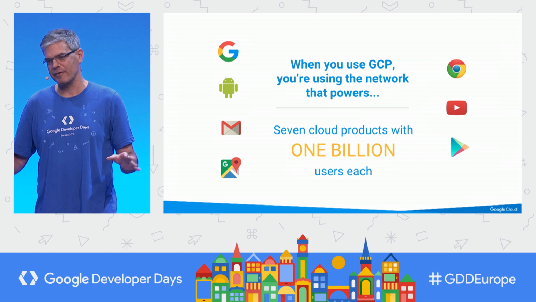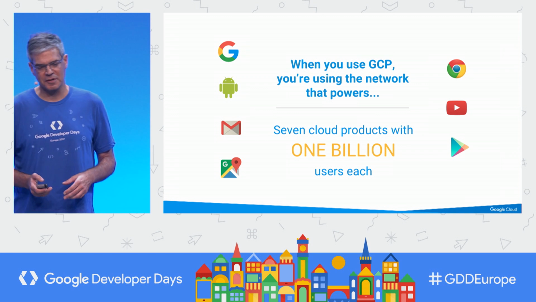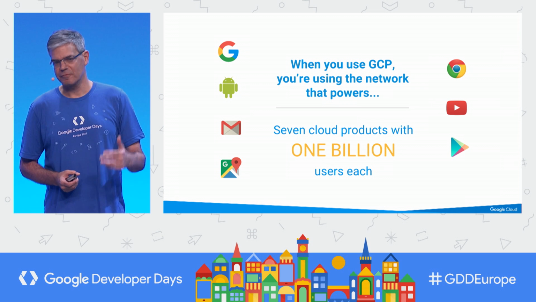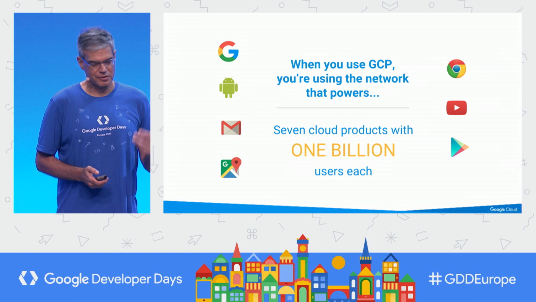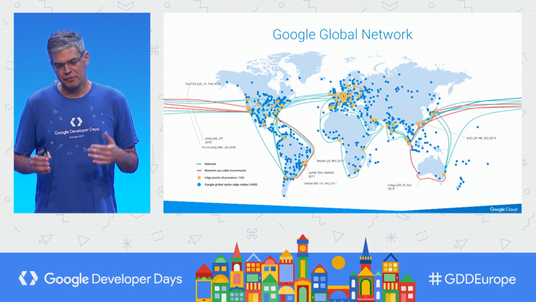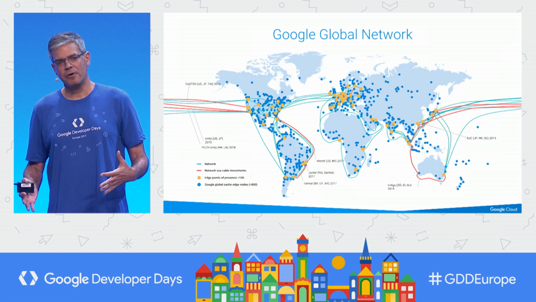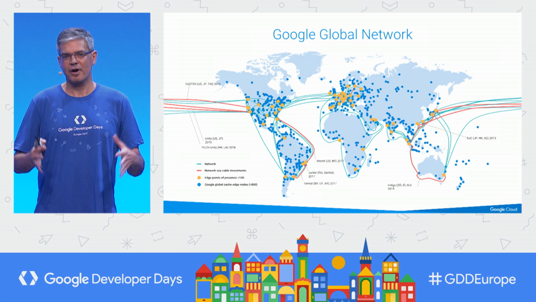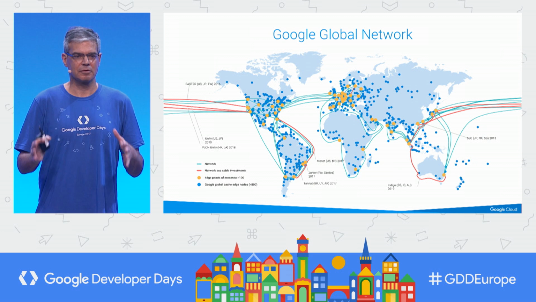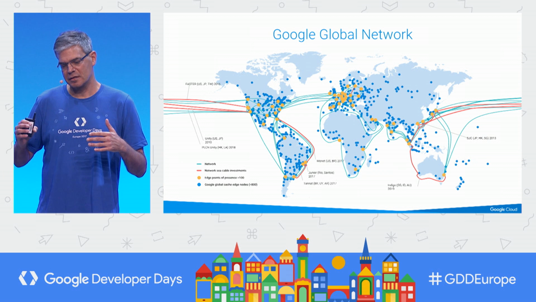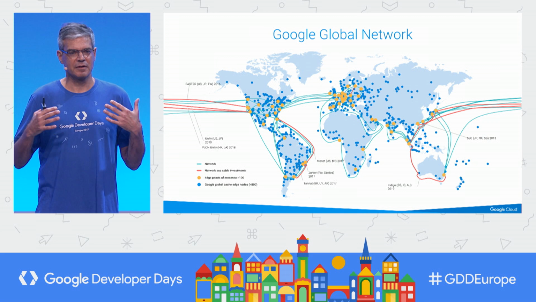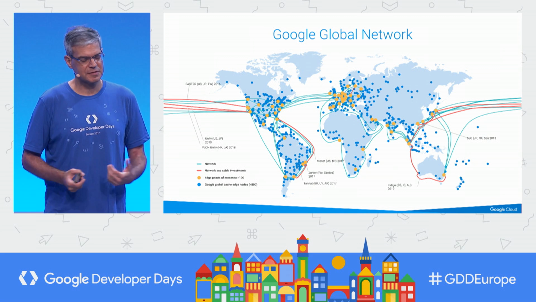It's the same network fabric, extremely high performance, and it's the same network that's serving up all those YouTube videos, the Gmail, Google Search, Maps, etc. And the reason it's so high performance is that Google has built its own private network, a massive internal private network. It contains dedicated fiber links around the world. We even own our own undersea cables.